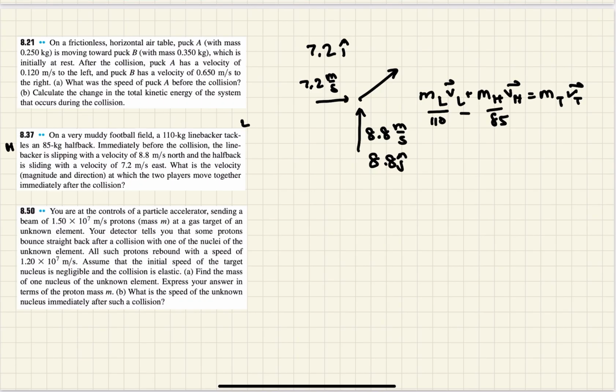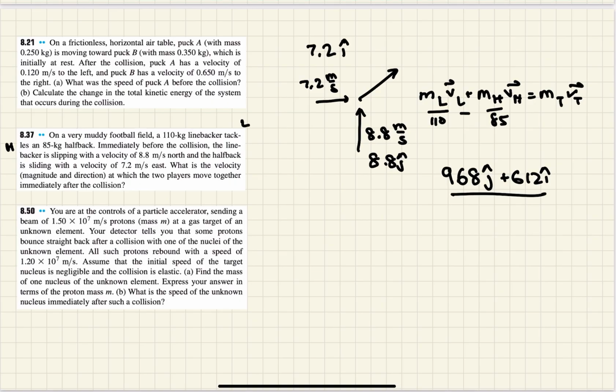If you were to multiply it out, the linebacker is the one moving north. So 8.8 times 110, that's just going to be 968 j hat, sorry, yeah, j hat. And then 85 times 7.2, and this is going to be i hat. So in this case, we actually don't need to add them together. It's going to be 612 i hat, right? We can't just add those together. That's going to be the complete vector.